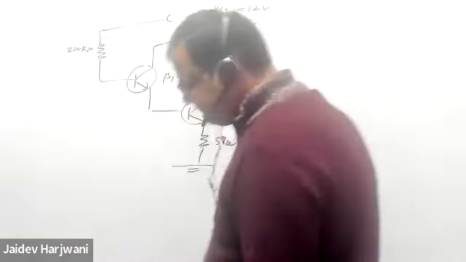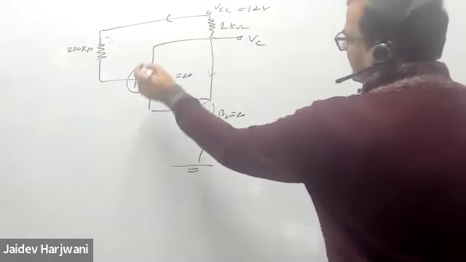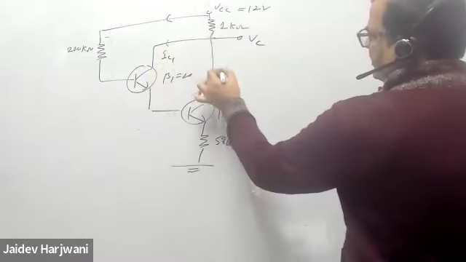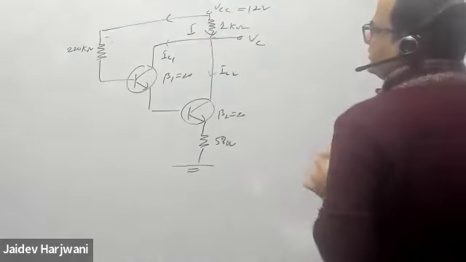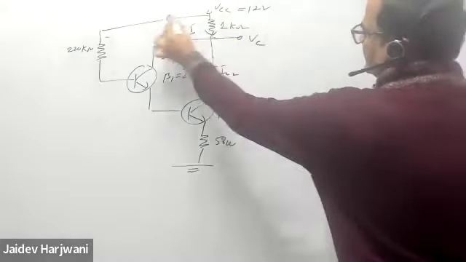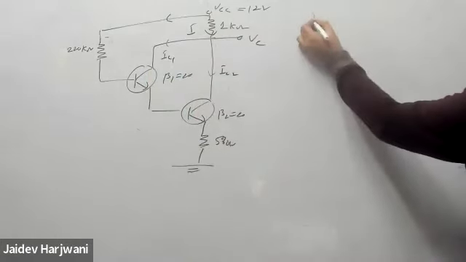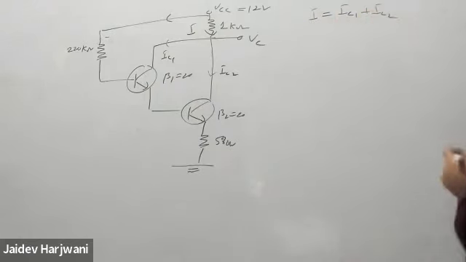Okay. This voltage is going here. One current is going here, this is IC1, and one current is going here, IC2. If I say this current is I, because of this resistance, some current is coming, I, IC1 is going here, IC2 is going here. So what can I write? I can write I is equal to IC1 plus IC2.